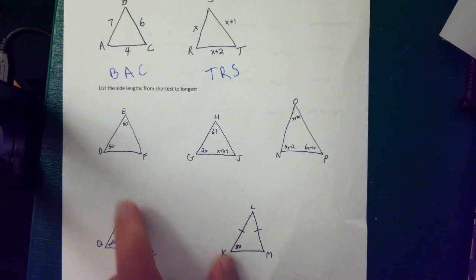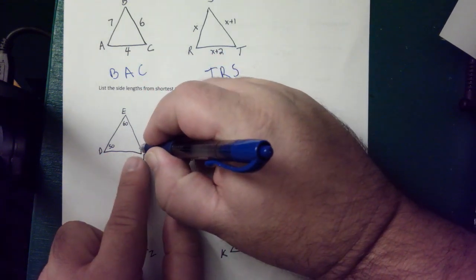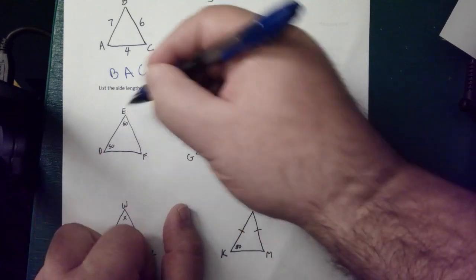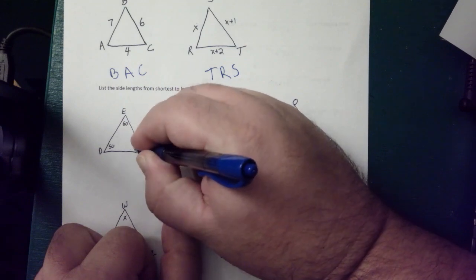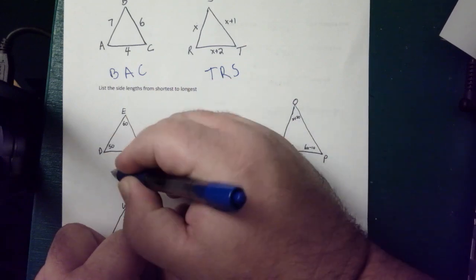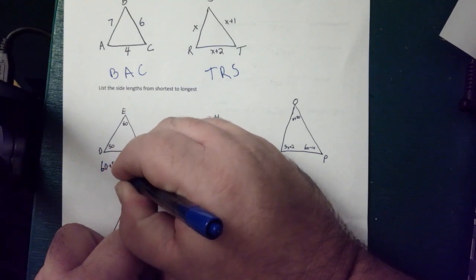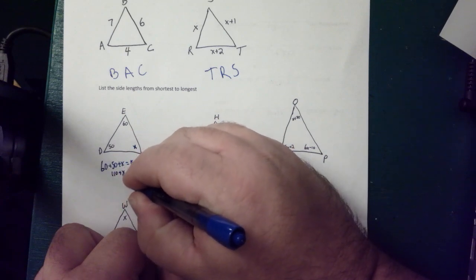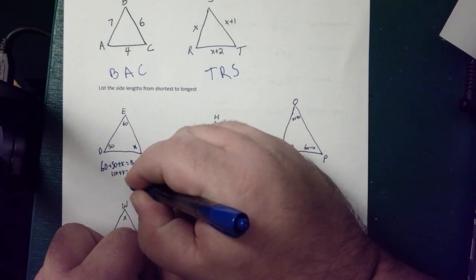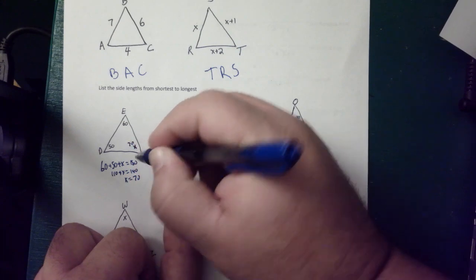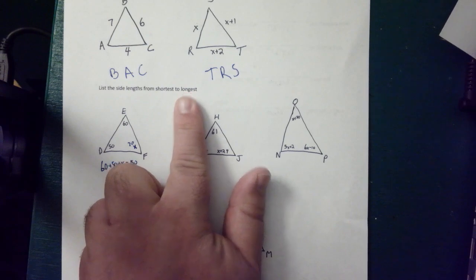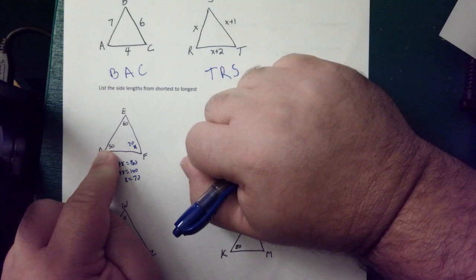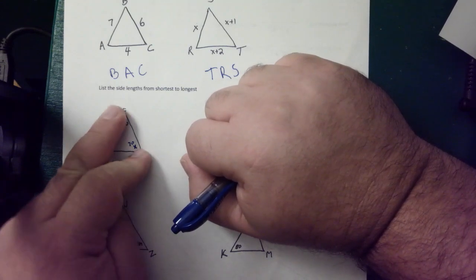So for this one, we have to figure out what this third angle is, so that we know which one's the smallest, which one's the biggest, and which one's in the middle. We remember that all 3 angles add up to be 180. If we make this x, then we have 60 plus 50 plus x equals 180. So that would be 110 plus x equals 180, which means that x would be 70. Now I can list these from shortest to longest. The shortest side would be created from the smallest angle. So this is the smallest angle, the smallest side would be EF.